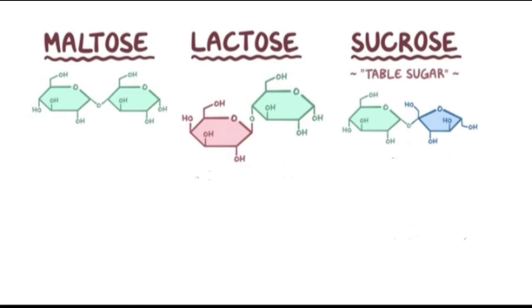Then maltose. Maltose is another disaccharide commonly found, and it has two monosaccharide glucose molecules that are bound together. Maltose is commonly found in molasses, which can be used to ferment beer.